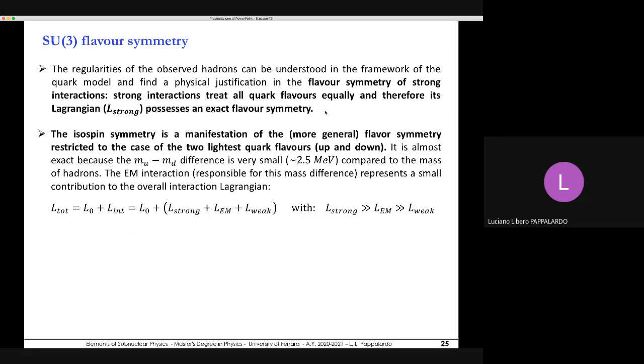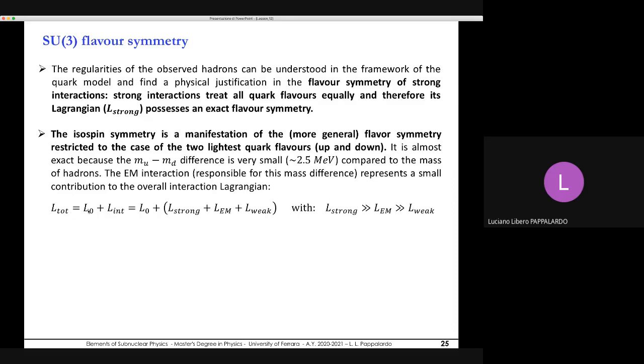Now the isospin symmetry that we already studied is a manifestation of the more general flavor symmetry when this flavor symmetry is restricted to the case of the two lightest quarks, up and down. And as we studied, the isospin symmetry is an almost exact symmetry because the difference of the up and down mass is very small. Also, the difference between the proton and the neutron mass is of the order of 1.2 MeV, which is very small compared to the mass of hadrons. Okay. So the electromagnetic interaction is the only one responsible for this mass difference, and it represents only a small contribution to the overall interaction Lagrangian.